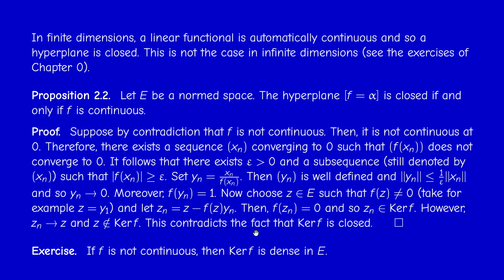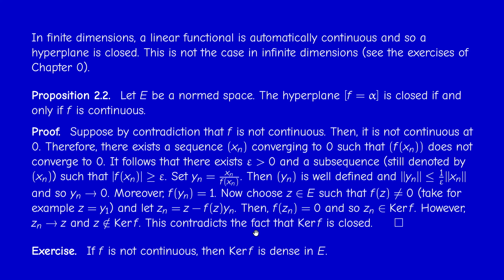The kernel is closed, therefore any translate of it is closed, because translations are homeomorphisms. And there is an interesting result, actually. What happens if f is not continuous? If f is not continuous, not only is its kernel not closed, but actually we can prove that it's dense.